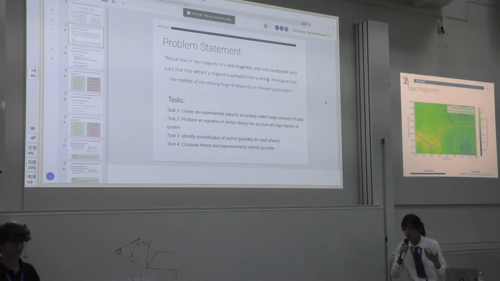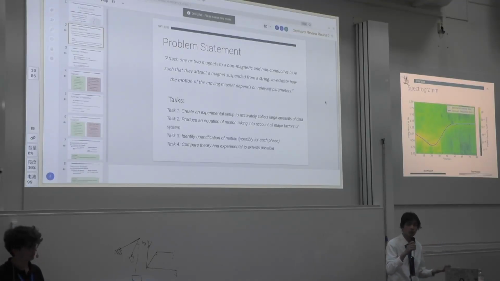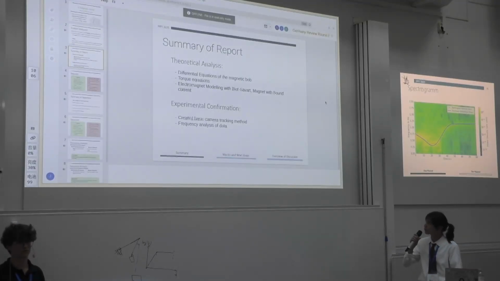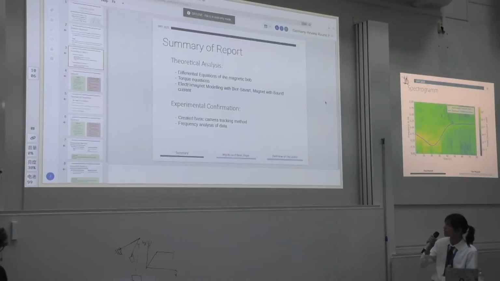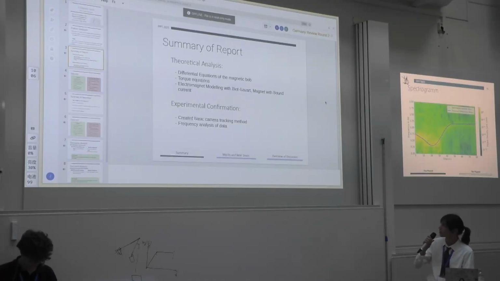And lastly, to compare theory and experiment to the extent possible. I think that this was really lacking. A lot of the comparisons had single trials, or the theory was a single trial, which was unsatisfactory. For a summary of the report, they did differential equations of the magnetic bob to find the equation of motion. They did some torque equations, however, that was limited.